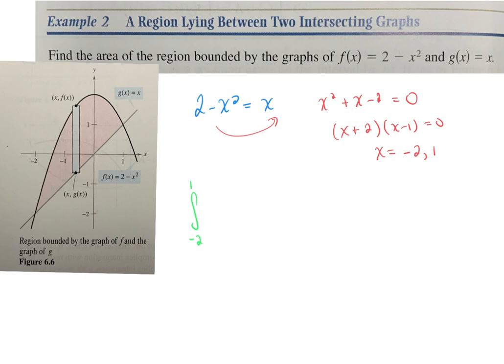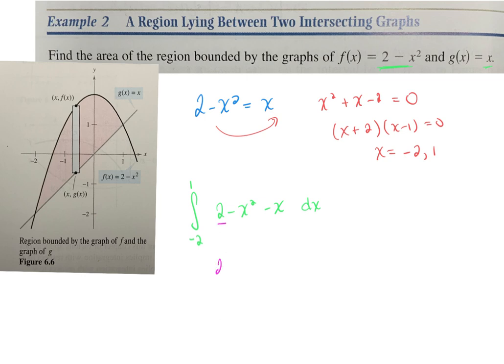Logic would tell me that if they intersect and it's a parabola, then the parabola is probably on top, in this case because it's pointing down. If it were pointing up, we would assume that the line was on top. But to double check, you can plug in anything between negative 2 and 1. 0 is definitely the easiest one to do here. So we have 2 minus 0, that is 2, versus 0. That means this one is bigger. So I'm going to set it up with 2 minus x squared minus x. That is my function here. You can put it in standard form if you want to. It doesn't really matter because you're not really combining anything.